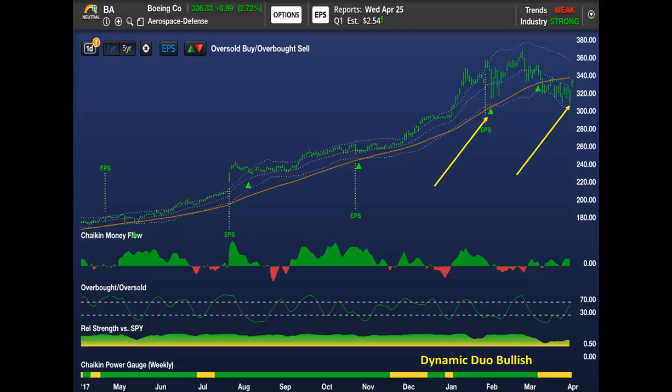So here's an example with Boeing. Boeing reported a great earnings report as the market was peaking in January. It spiked up to a new high, and then a dramatic pullback on the first wave of that sell-off triggered an oversold buy signal. Stock was trading at around 320. You buy it, goes up to 360.